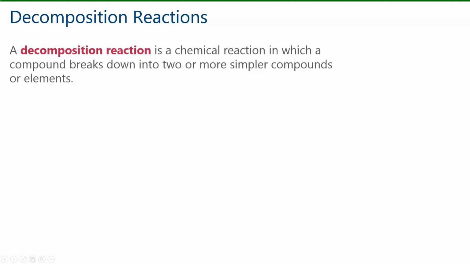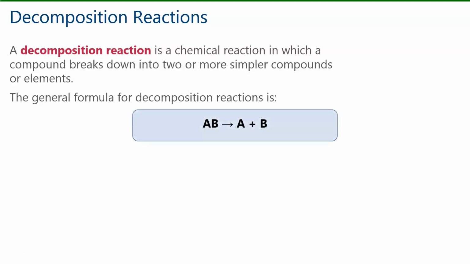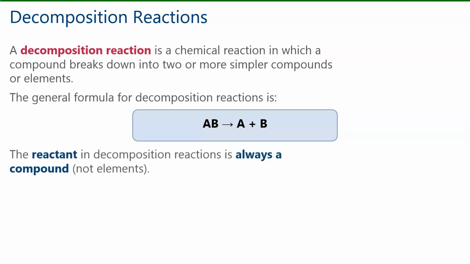Next, we'll look at decomposition reactions. A decomposition reaction is a chemical reaction in which a compound breaks down into two or more simpler compounds or elements. The general formula for decomposition reactions is AB breaks down to become A plus B. The reactant in decomposition reactions is always a compound, not elements. This is important to remember when you're trying to identify a decomposition reaction as opposed to another type of reaction.